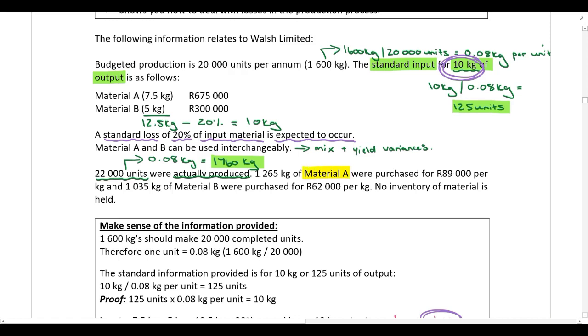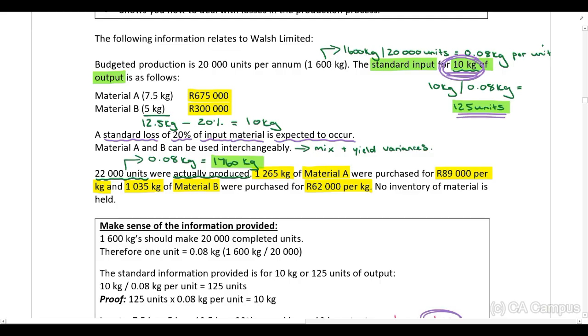So for material A, the actual price is 89,000 Rand per kilogram, and the actual quantity is 1,265 kilograms. For material B, the actual price is 62,000 Rand per kilogram, and the actual quantity is 1,035 kilograms. We then need the standard price per kilogram. Now just be careful, these costs that you've been given are not the standard price per kilogram. That is the standard cost in order to achieve an output of 10 kilograms or an output of 125 units. It's not the cost per kilogram.